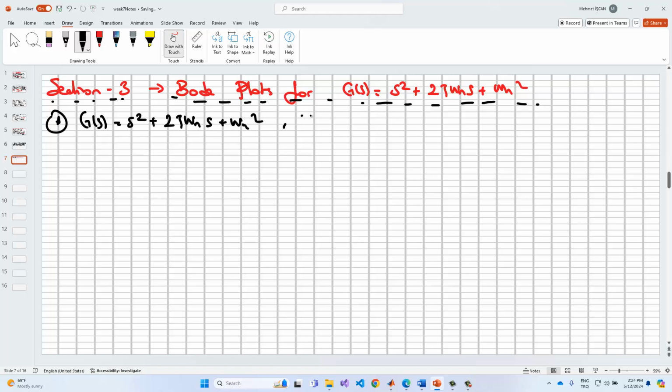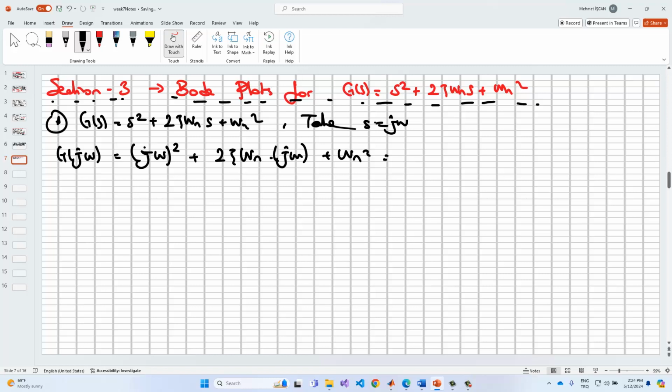So we take s equals jω, and then G(jω) is equal to (jω)² plus 2ζωn jω plus ωn². And so we can collect all the terms: ωn² minus ω² plus j2ζωn ω. These are the terms.